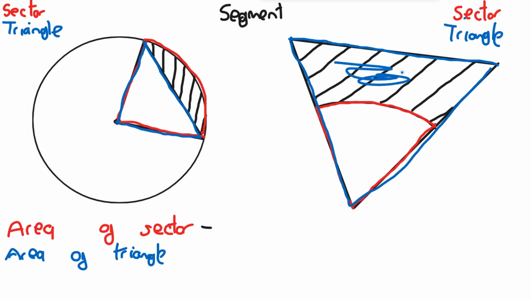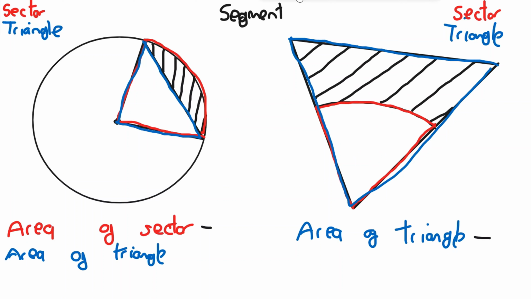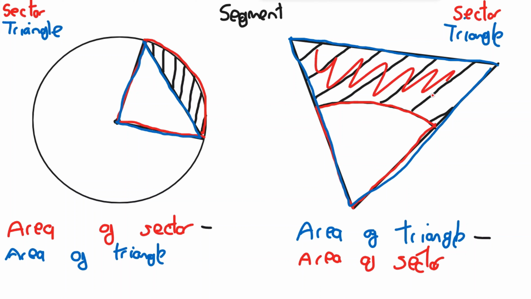And we need to find this shaded region here, the area of this segment, and we can do this by doing the area of the triangle, so this entire thing here, minus the area of the sector, which is this here. And if you do that, the only area that will be left is the segment here.